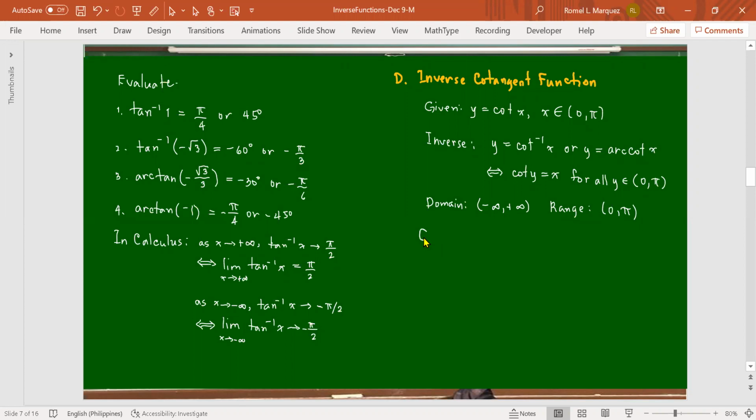For the graph of the restricted cotangent and its inverse, we have y equals cotangent x, where x is between 0 to pi. So we have this graph. The graph of tangent and cotangent, for me, they look like sexy, no? The way I look at the graph, it's a sexy graph. I don't know how, but I look at it as a sexy graph.